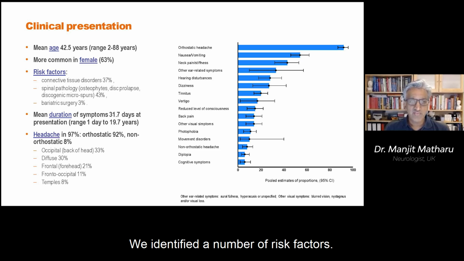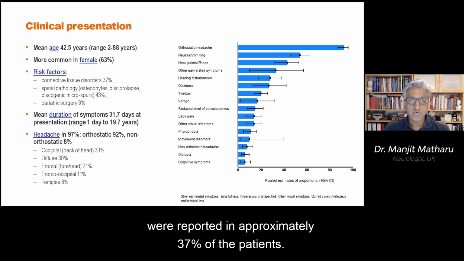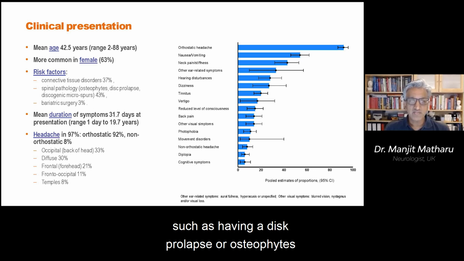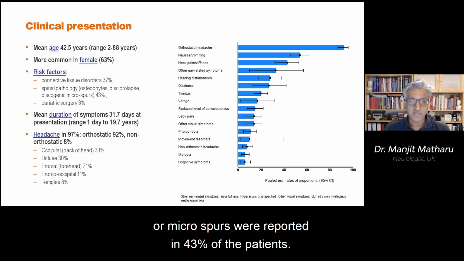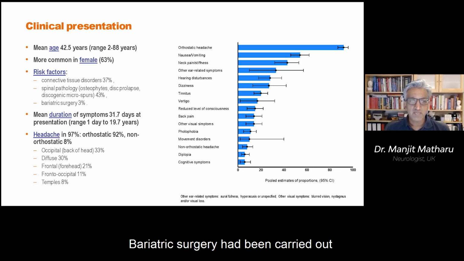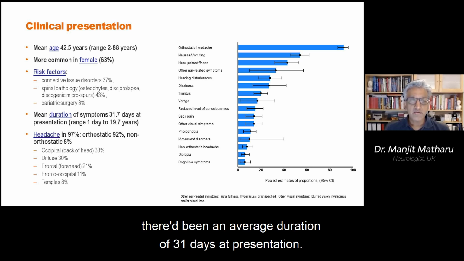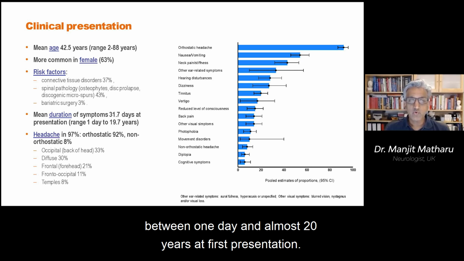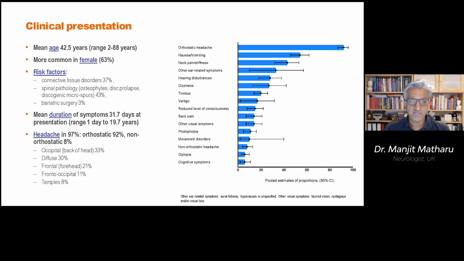We identified a number of risk factors. Connective tissue disorders, such as Ehlers-Danlos syndrome, were reported in approximately 37% of the patients. We also noted that spinal pathology, such as having a disc prolapse or osteophytes or microspurs, were reported in 43% of the patients. Bariatric surgery had been carried out in 3% of the patients. When these patients had been seen, there had been an average duration of 31 days at presentation. However, there was a huge range between 1 day and almost 20 years at first presentation.